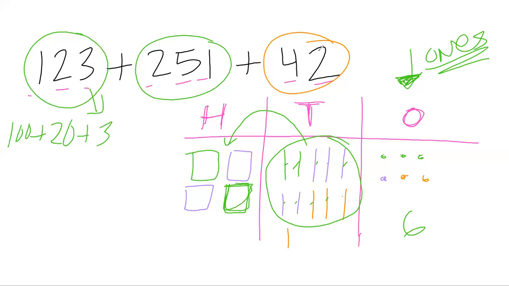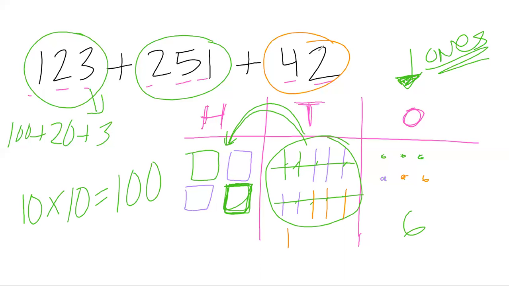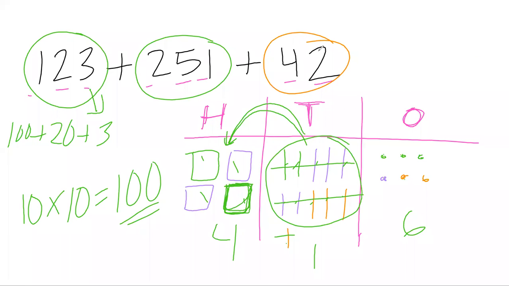Again, remember, these 10 tens are gone now. I moved them over into the hundreds because they equal 100. 10 tens equals 100. So just remember that. Okay, so let's count how many tens are left. There's just one ten left. There it is right there. Now let's count our hundreds. 1, 2, 3, 4. Which means when we put all of these together, these three addends, 123, 251, and 42, we get a sum of 416.